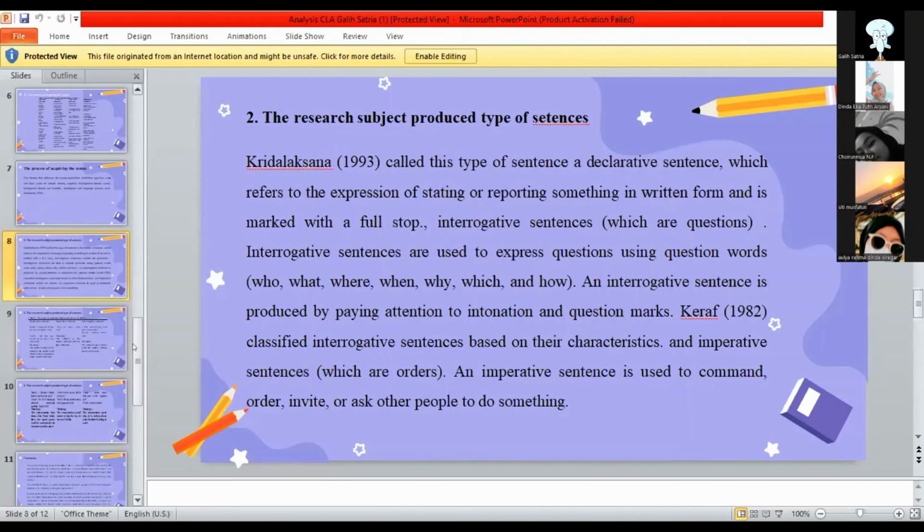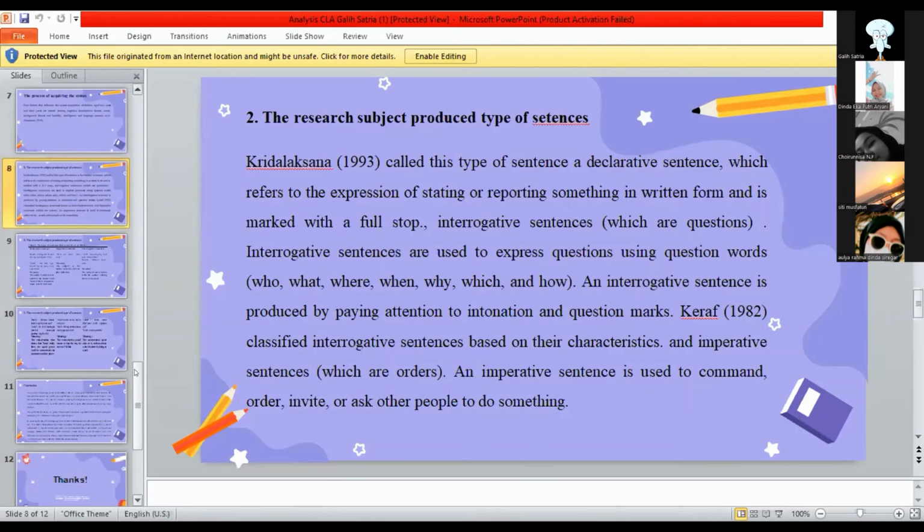An interrogative sentence is produced by paying attention to intonation and question marks, according to Kerap 1982, who classified interrogative sentences based on their characteristics. And then the last one, imperative sentences, which are orders. An imperative sentence is used to command, order, invite, or ask other people to do something. Next slide, please.